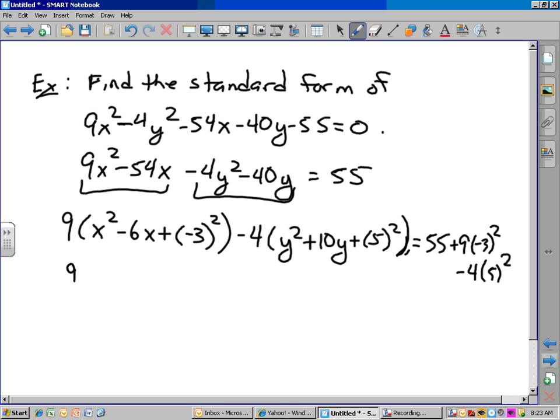So we have 9 times x minus 3 squared, minus 4 times y plus 5 squared equals, any ideas what that's going to be over there? I'm going to say 36, but why don't you guys go ahead and type it in? No, it's not always 36. Oh, did you get 36? Type it in, see what you get.